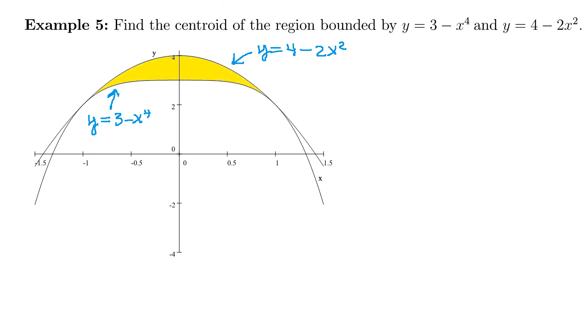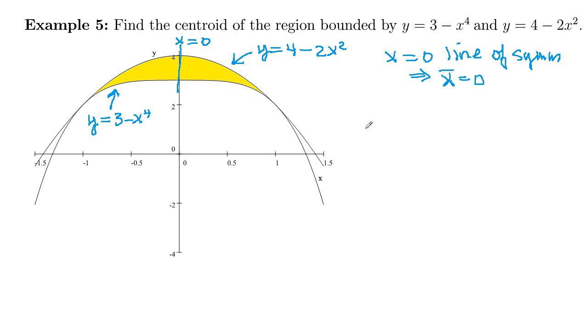And notice that we have some symmetry for this region. The y-axis right here is a line of symmetry. The y-axis has equation x equals 0. So right here, x equals 0. So we notice here that x equals 0 is a line of symmetry for the region. And that tells us right away that x bar equals 0. So we only have to do one integral here. We have to find y bar.